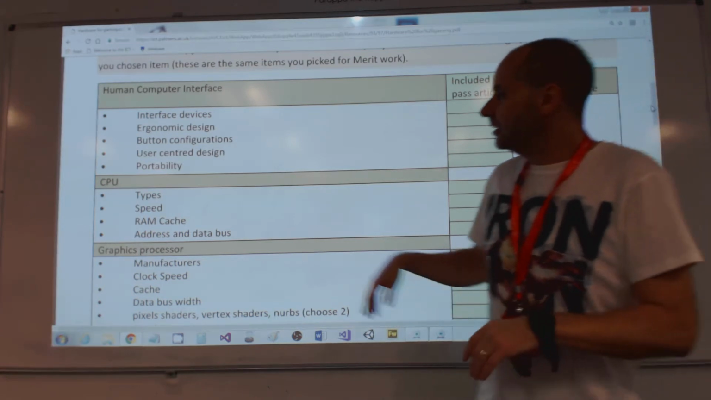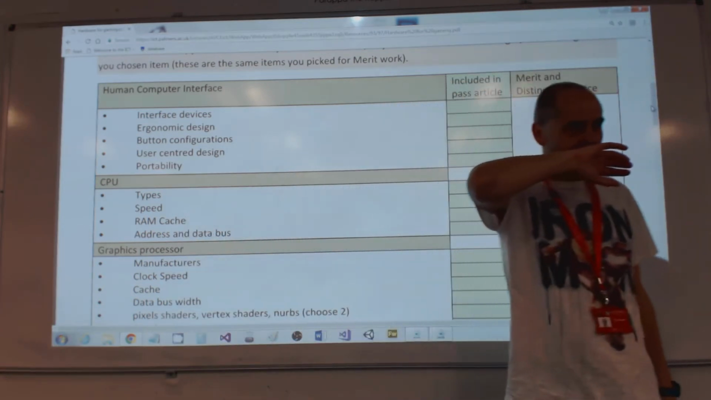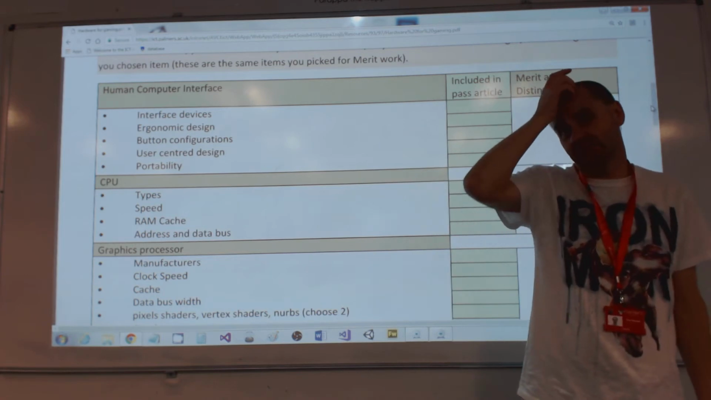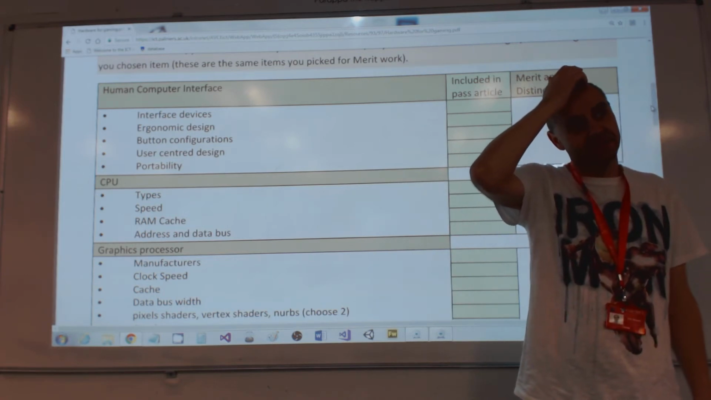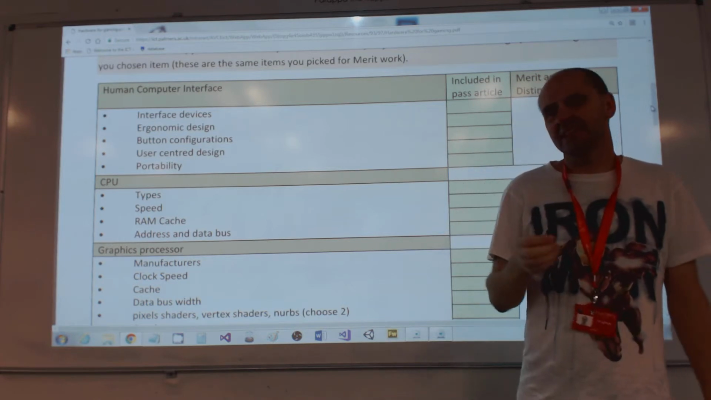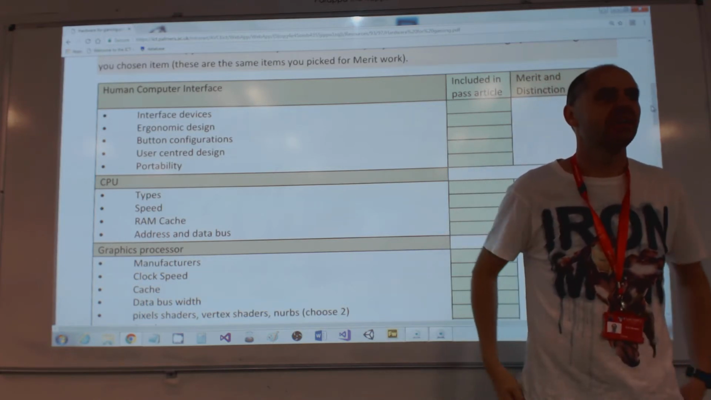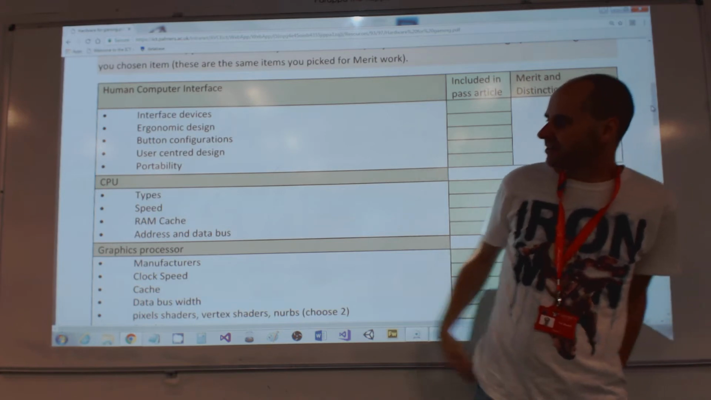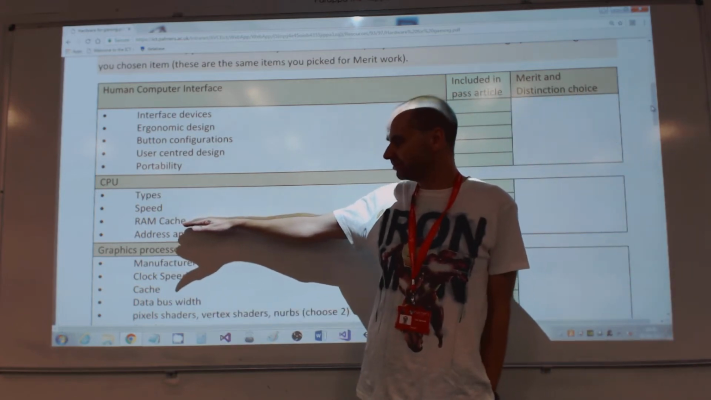Okay. Anyone know what that is, RAM cache? Or anyone know what the word cache means? Yes, it's saved data. When your computer's running tasks, it will save a bit of the data. So RAM, is it good enough?